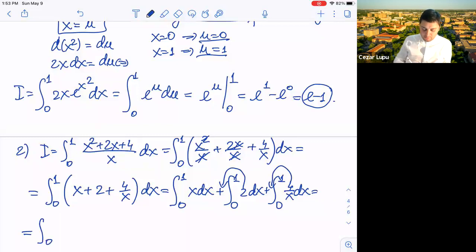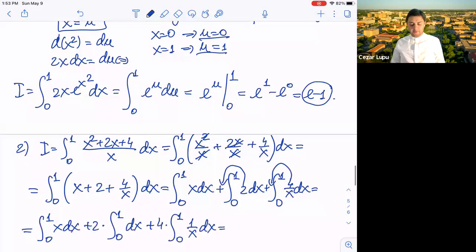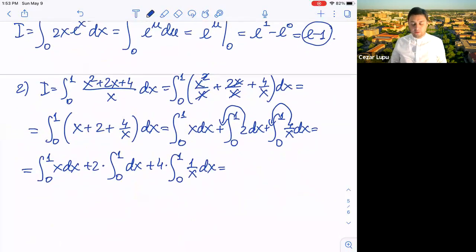So this would be the integral from 0 to 1 of x dx plus 2 times the integral from 0 to 1 of dx, right? Plus 4 times the integral from 0 to 1 of 1 over x dx. So what does this give us? The first one, the antiderivative of x is x squared over 2 from 0 to 1. Pay attention. Don't forget about that. Plus 2 times the antiderivative of 1, because here is the function 1, is x from 0 to 1.